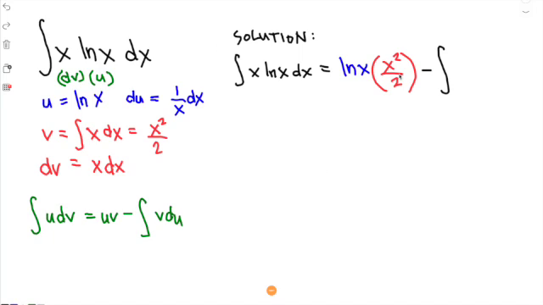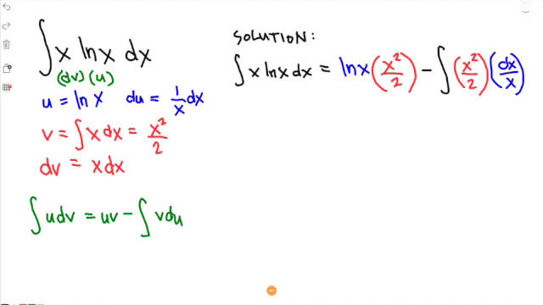This is v, so we need to write v twice in the answer, right? So you have x squared over 2, and you multiply that with the derivative of u, which in this case is 1 over x dx.